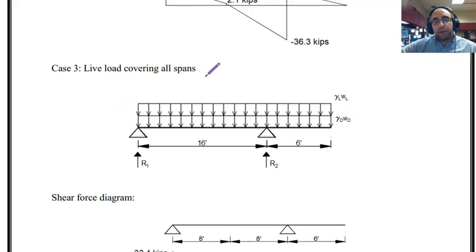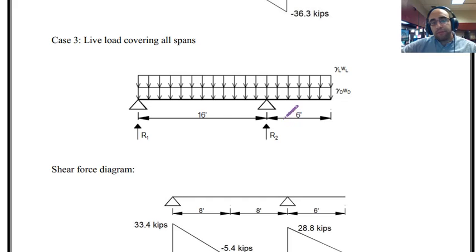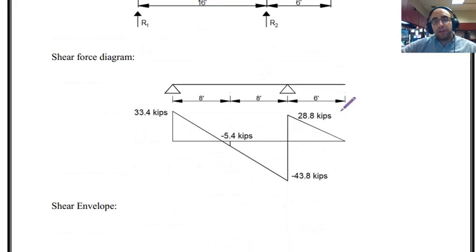Over here we have all the loads covering all the spans. We have to analyze the beam under this loading, and once we analyze it, this is the situation that we have as the shear force diagram. So this is the third load case. Now, for understanding the shear envelope, I have to consider the maximum values based on these three diagrams and connect them to find the shear envelope.